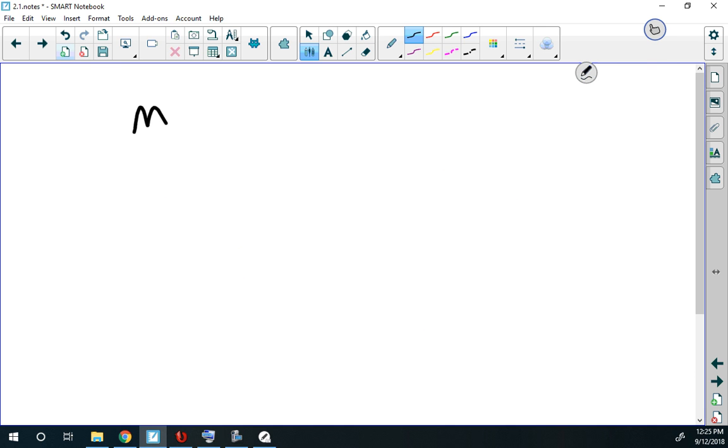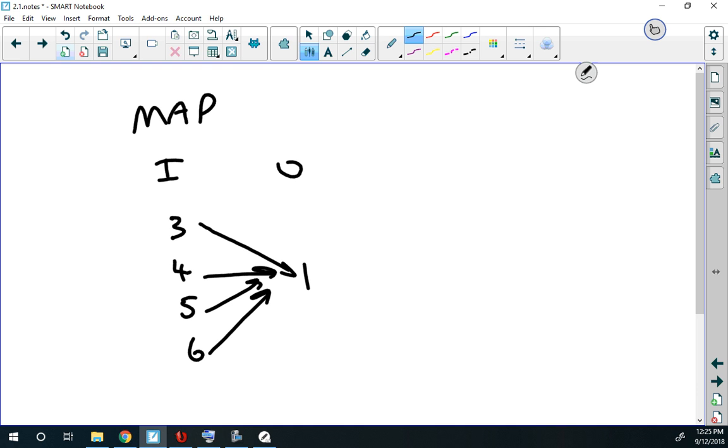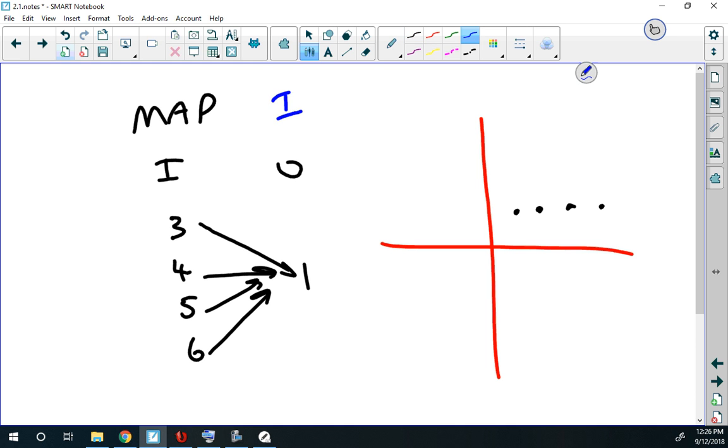What if we had something like this for our map? What if we had an input and an output, and we had the number 3 here, and the number 4 here, and the number 5 here, and the number 6 here, and we just had the number 1 here, and all these arrows pointed back to 1? Is that a function? Let's think about what the graph looks like. If we graph it, we're going to have (3, 1), (4, 1), (5, 1), and (6, 1). Does that pass the vertical line test? It sure does. So this is okay. This is a function. How do you feel about recognizing whether this is a function or not? Does it make sense? Good.